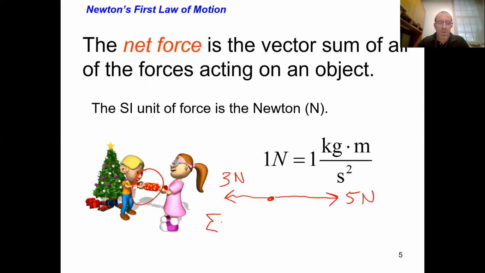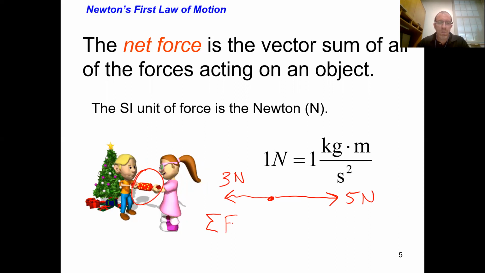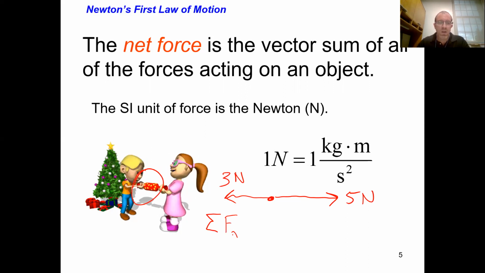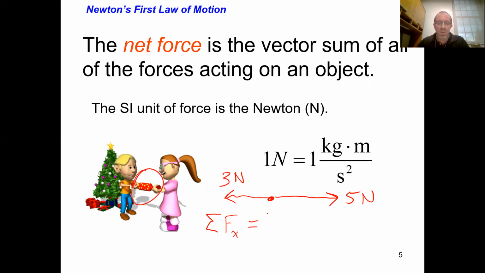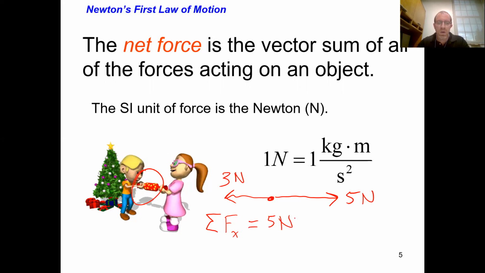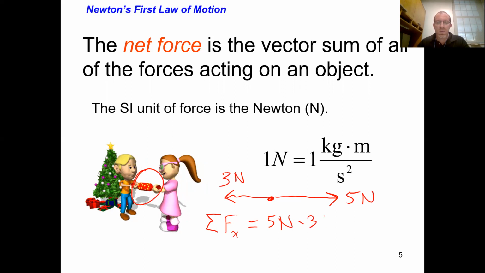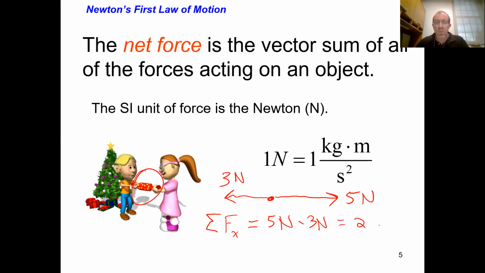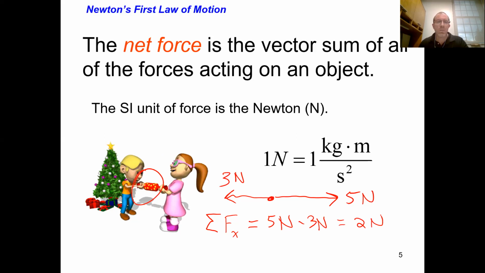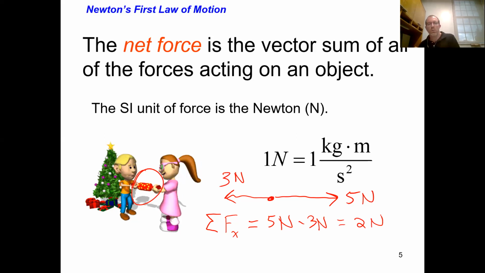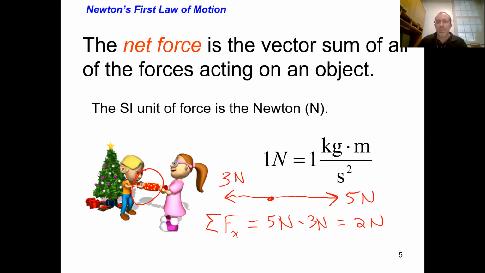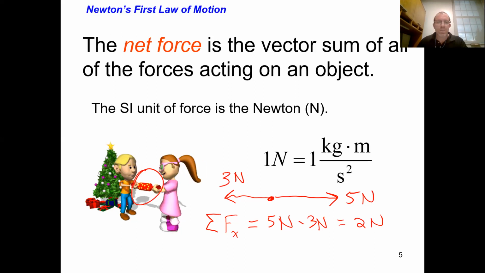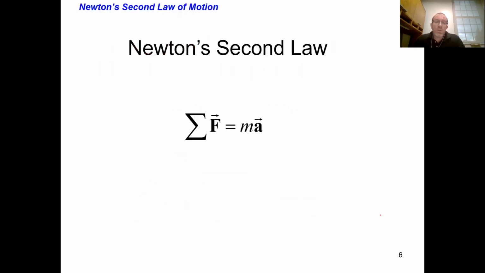Then my net force, that's a little sum sign. The sum of my forces in my x direction here would be 5 newtons minus 3 newtons, 5 newtons to the right, and then 3 newtons to the left, so that's my negative direction, equals 2 newtons. And that would be my total force acting on my candy, I guess, when the girl's pulling really hard and the boy's not pulling quite as hard. Okay, so that was Newton's first law.